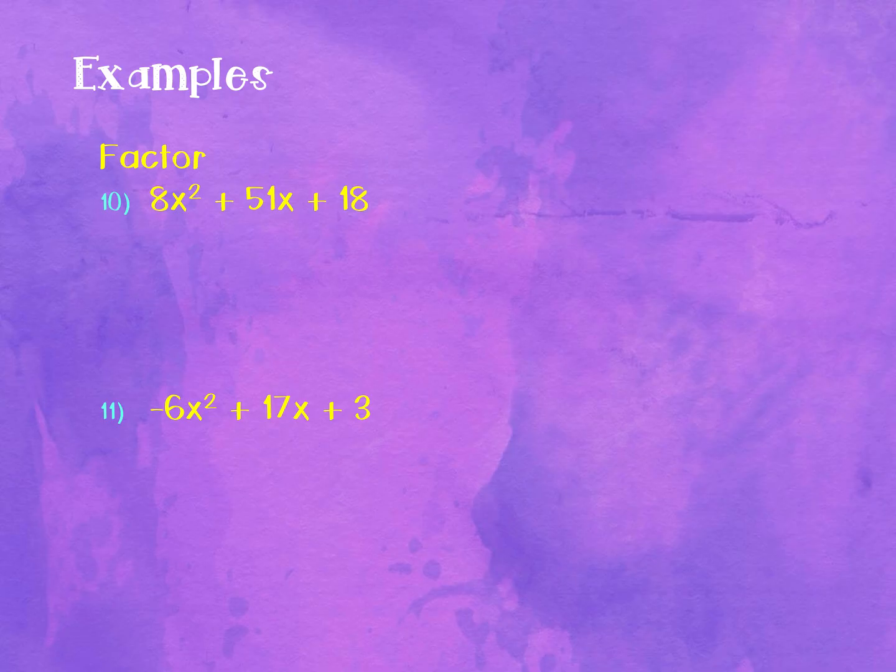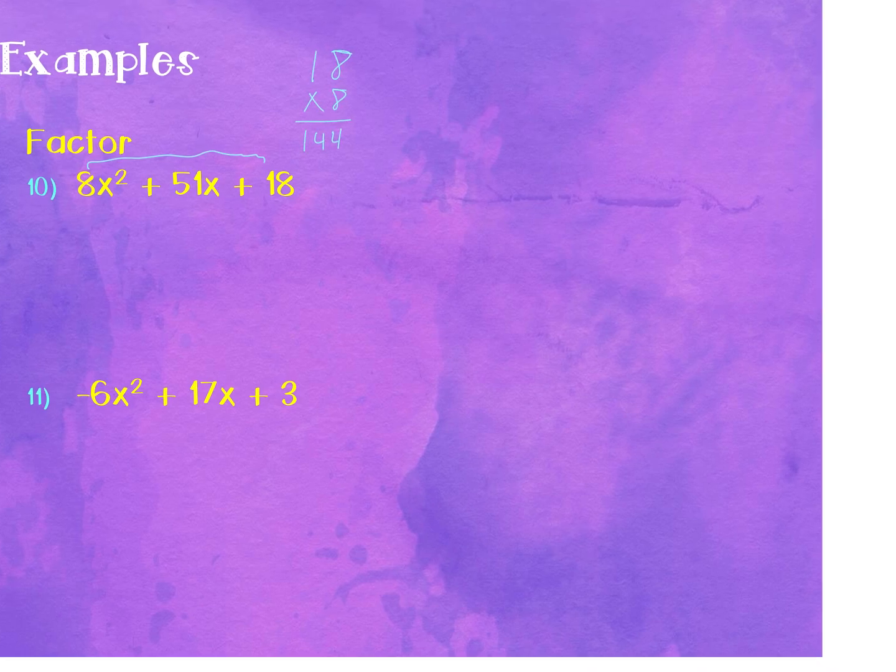All right, 2 more examples. The only way that these can get harder is if the numbers are bigger to work with. All right, so something like this one, 8x squared plus 51x plus 18. We're going to do first times the last. You can do it off to the side if you need to. If you do 18 times 8, you should get 144. So I need factors of 144 that add to 51.